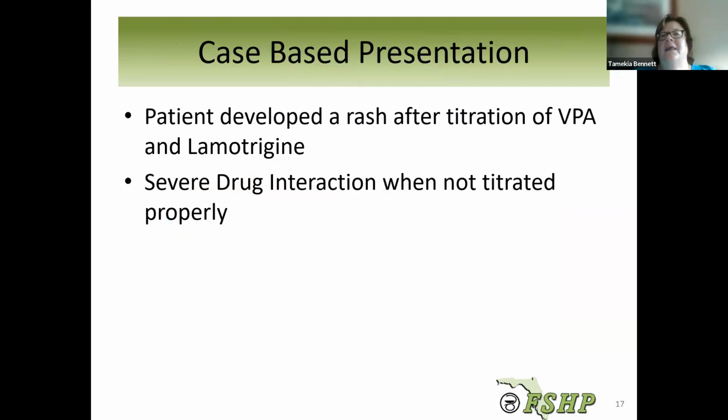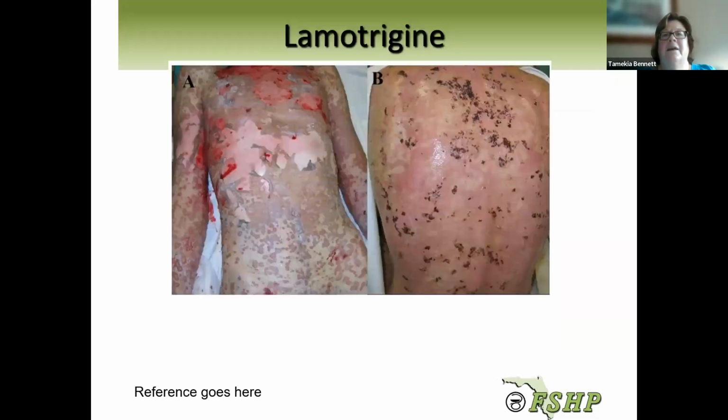I could tell you that my patient developed a rash after titration of valproic acid and lamotrigine, and there's a severe interaction when not titrated properly. Or I can show you a picture. This is a severe rash. Although my patient didn't demonstrate this particular rash, this is a side effect when we don't titrate lamotrigine up slowly.